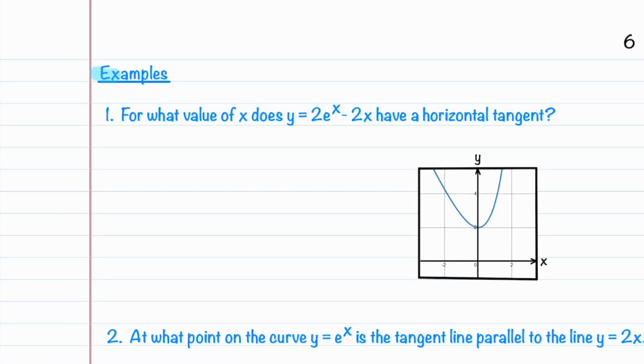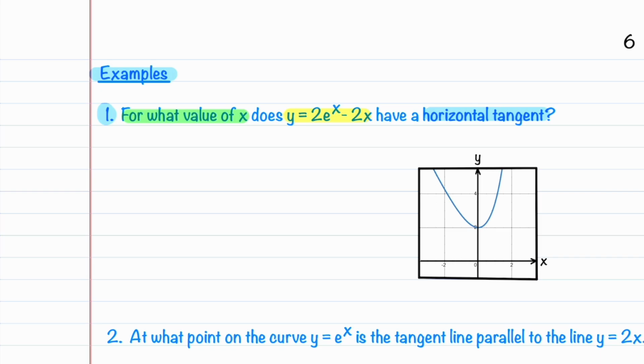We are going to walk through some examples where we'll need to take the derivative of a natural exponential function. Let's look at our first example. In this example, we're asked for what value of x does y equal 2e to the x minus 2x have a horizontal tangent. I think the hardest part of this problem is trying to figure out what you actually need to calculate. So let's look at this again.